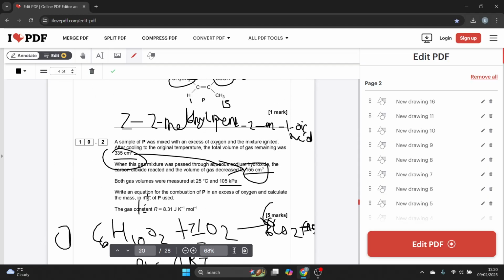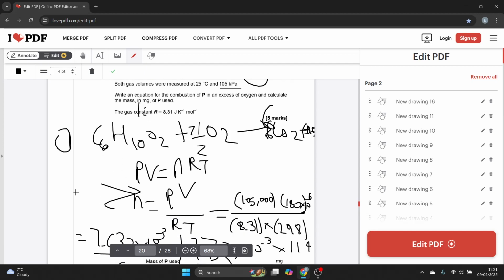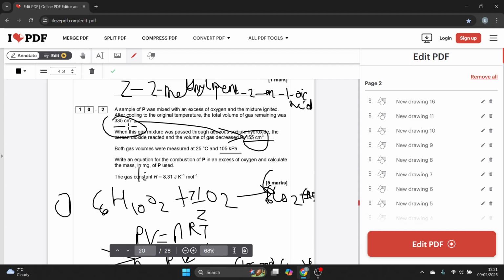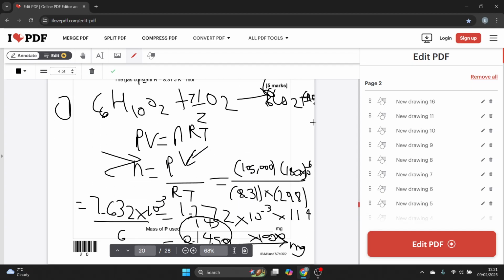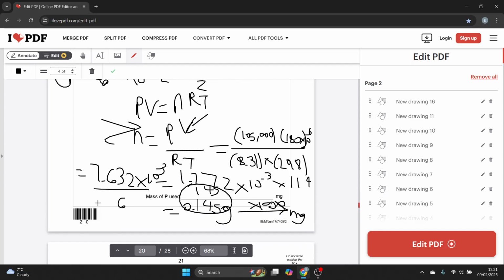So this is really tricky. PV equals nRT, a gas equation question. First things first, write down the equation: PV equals nRT. Rearrange it, and n is PV divided by RT. Put your units in, convert it, and realize the volume is just going to be this minus this, times 10 to the power minus 6. You get the number of moles, but remember it's a 1 to 6 mole ratio, so divide that by 6.